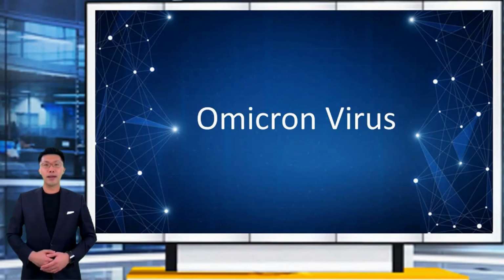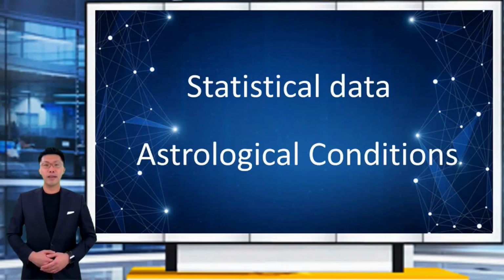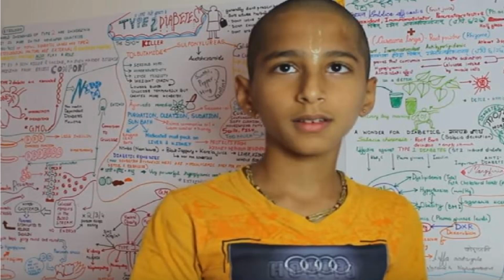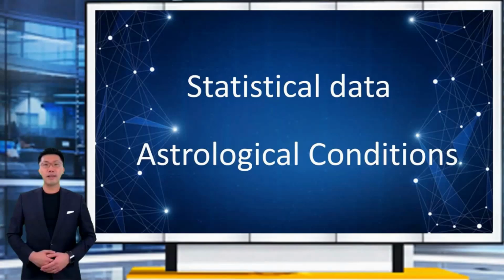Let's see the astrological conditions. We have predicted based on scientific statistic data, but it is not perfect yet. Let's try to see from an astrological perspective. This Indian guy predicted COVID a few months before it happened, based on astrological calculation. His prediction has been quite right in the past.